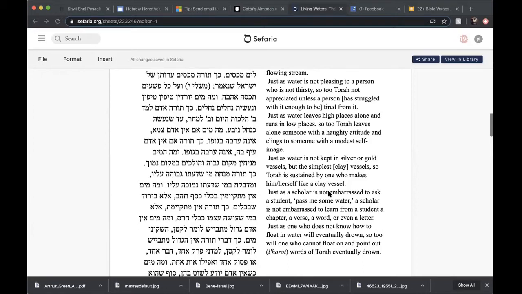Just as water is not kept in silver and gold vessels, but in the simplest clay vessels. Back then, it was kept in clay vessels. Now, unfortunately, it's plastic bottles. But it's still a modest vessel. So too Torah is sustained by one who makes themselves into a modest clay vessel.